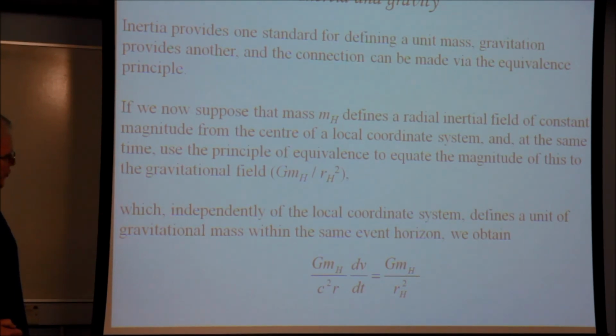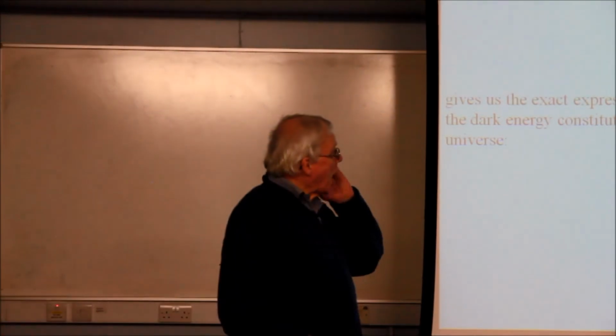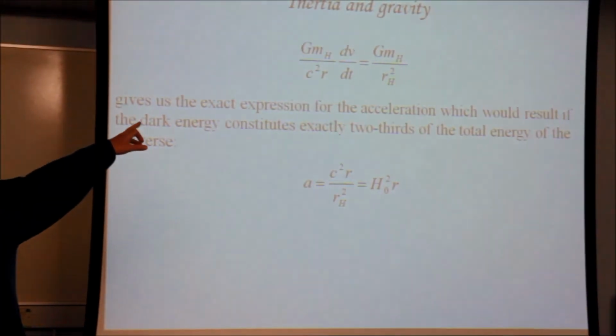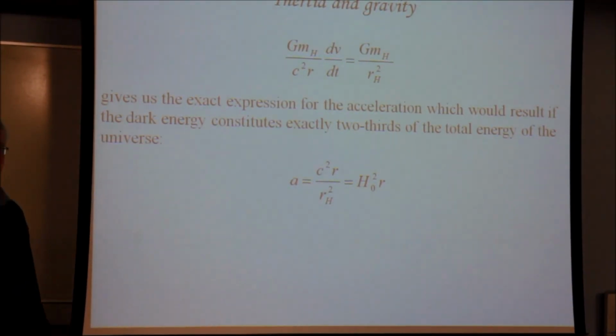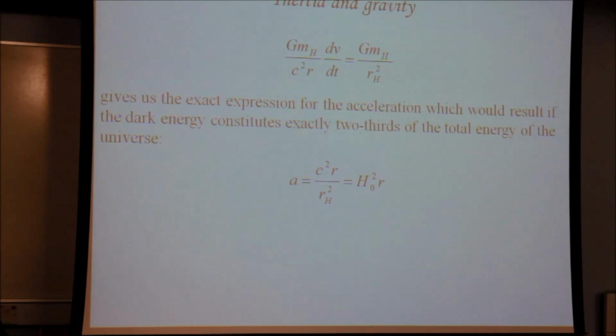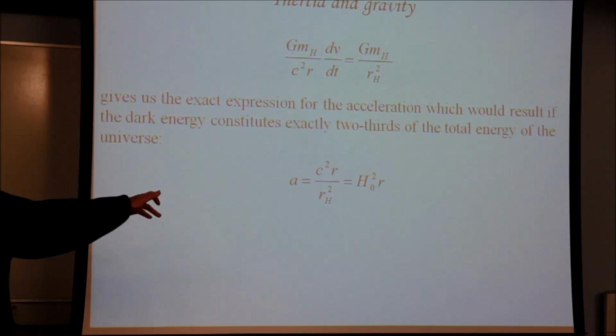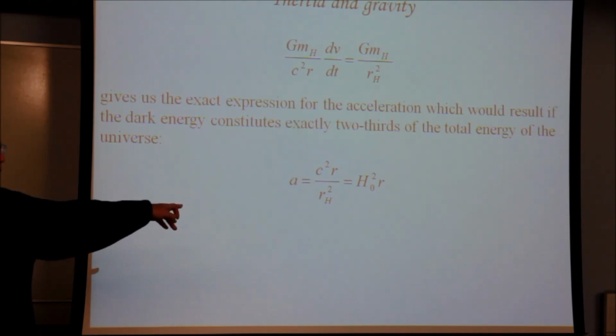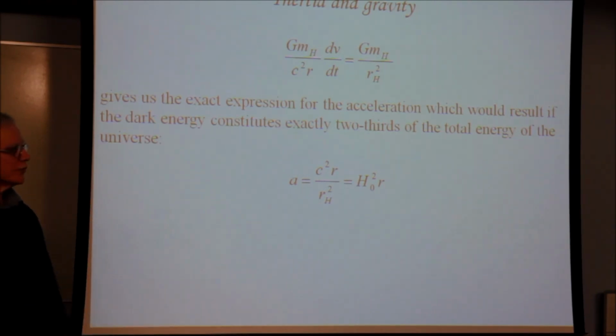Then we get that equation if we define those two sets of masses. We get G mh over c squared r, dv/dt, equals G mh over rh squared. And if you look at that, all you need to do is cancel the G mh's out and shuffle the equation, call dv over dt a, and switch the c squared over r to the other side, and you get a equals c squared r over rh squared, which equals h naught squared r.